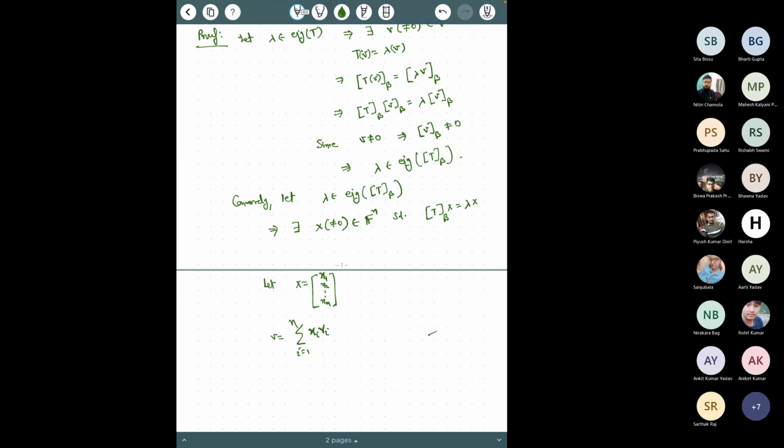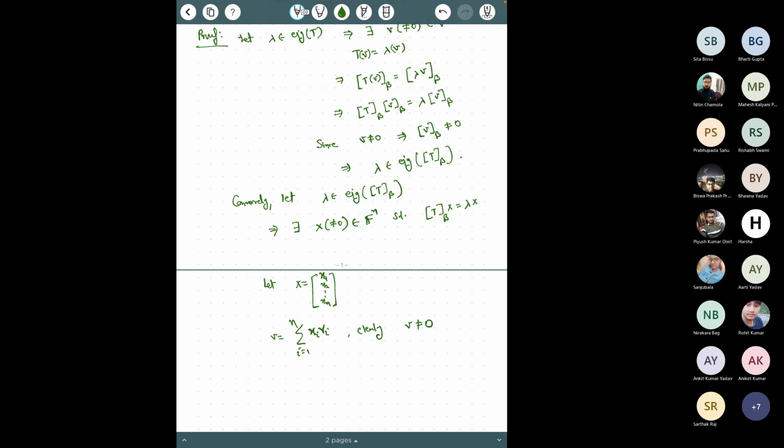Now x itself is not in V, but if you consider this v, which is the linear combination of these, then this is a vector in capital V, that means in the vector space. And then you can verify whether this is an eigenvector corresponding to eigenvalue lambda of T. Now clearly, since this x is not 0, at least one of these xi is not 0, and therefore this vector is also not 0.